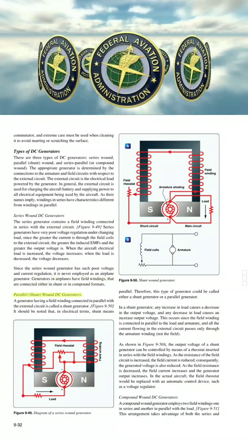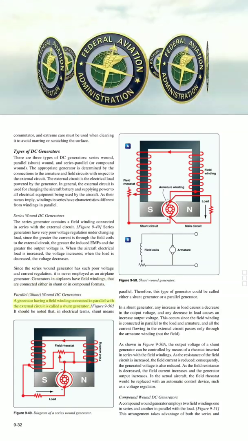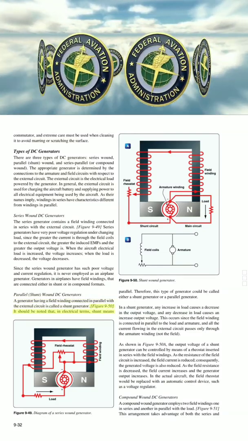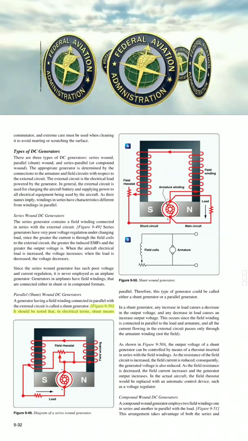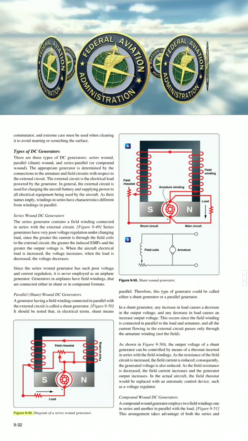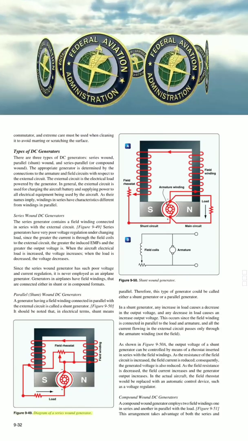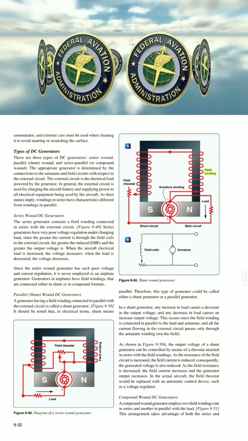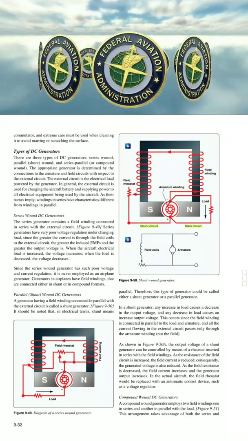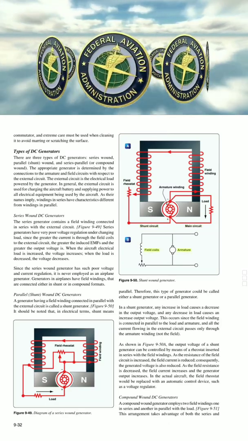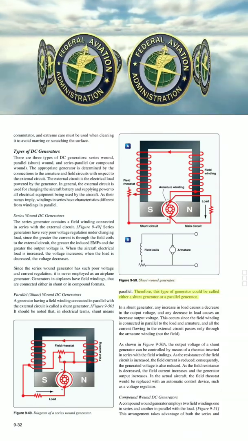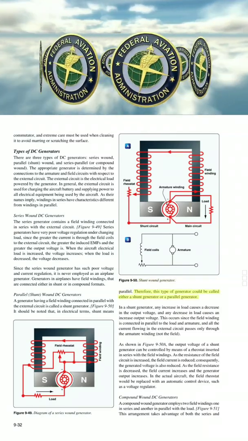Parallel, shunt wound DC generators. A generator having a field winding connected in parallel with the external circuit is called a shunt generator. Figure 9-50. It should be noted that, in electrical terms, shunt means parallel. Field winding, SN, plus, load. Figure 9-49. Diagram of a series wound generator. A. Field winding, field rheostat. Armature winding, load, SN, plus, shunt circuit, main circuit. B. Field coils, armature. Figure 9-50. Shunt wound generator, parallel. Therefore, this type of generator could be called either a shunt generator or a parallel generator.